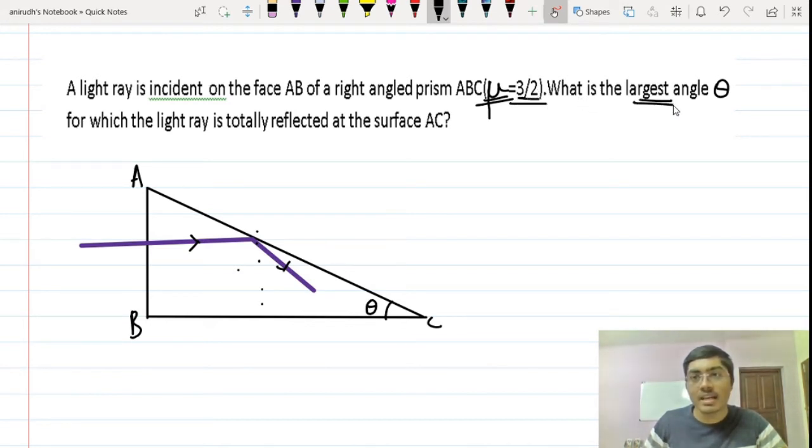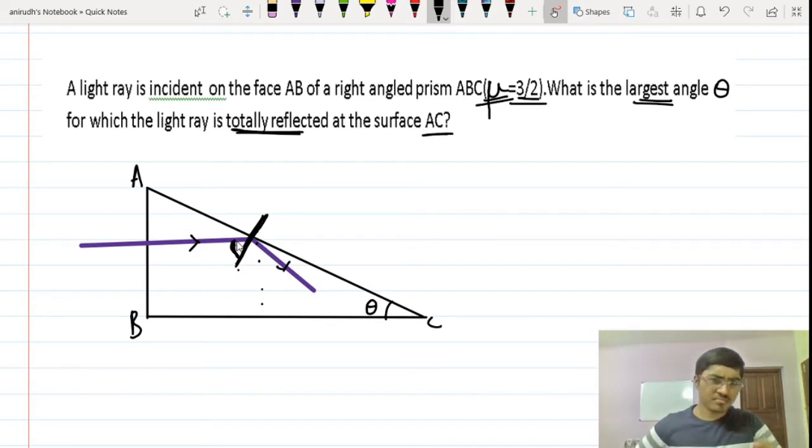What is the largest angle theta for which the light ray is totally reflected at the surface AC? So this is the AC, it has to be reflected. For that to happen, if I draw a perpendicular normal to this surface, this angle should be more than theta c. For total internal reflection to occur over the surface AC, this angle should be more than theta c. Basic concept of ray optics.